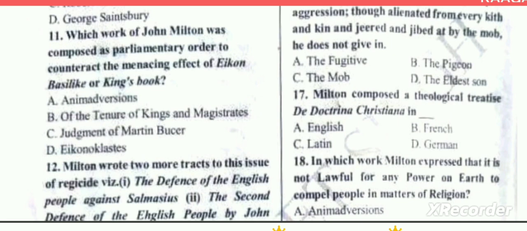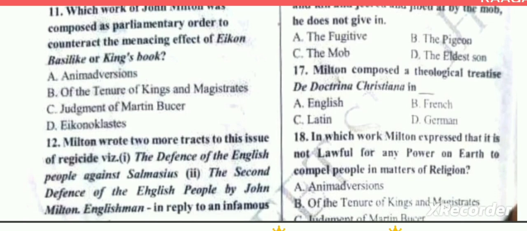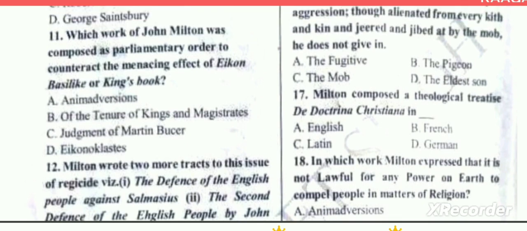Which work of John Milton was composed as a parliamentary order to counteract the menacing effect of Eikon Basilike, or King's Book? In this 11 number question, the options are Animadversions, The Tenure of Kings and Magistrates, Judgment of Martin Bucer, and the last option is Eikonoklastes. So in this 11 number question, the D option, Eikonoklastes, is the correct option. This work of John Milton was composed as a parliamentary order to counteract the menacing effect of Eikon Basilike, the name of the book, King's Book. So D option is correct.